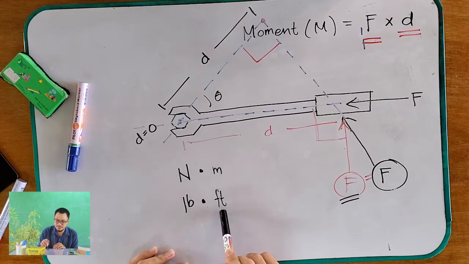Ingani lang ang atong formula sa moment. Newton, meter, or pound, foot. This one is in SI, and this one is in English. Understood? Okay. Sige, di na ta magstorya og kaning wrench. Dili na ta magbutang og drawing sa kanang drawing nga wrench. Ngaton lang i-focus kay ang force ug ang moment axis.